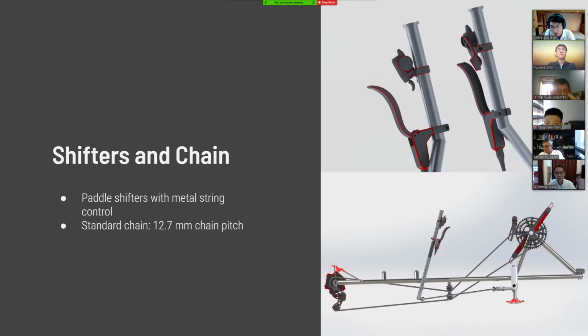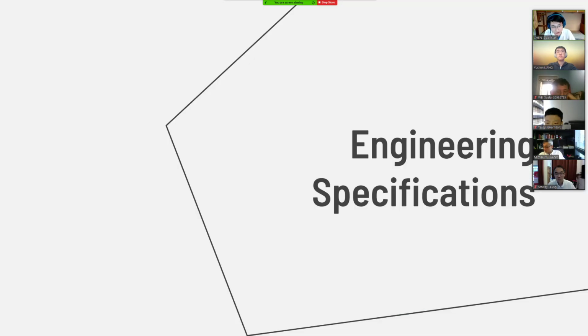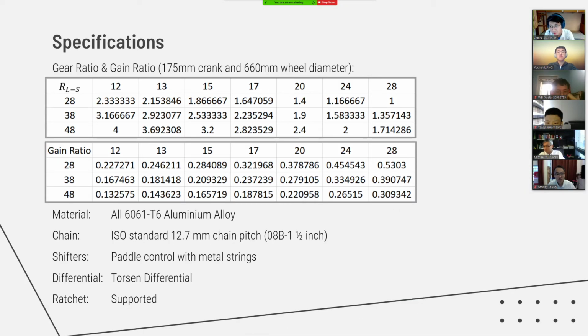The control input is the shifters with a pedal shifters design, and the chain is a standard chain with a sprocket that can guide the chain under the chassis. The engineering specifications have 2 lookup tables. The first one is the gear ratio from chain wheel to sprocket, and another one is the gain ratio at the pedals to the rear drive wheel. For the materials, they all use 6061 T6 aluminum alloy, the chain is an ISO standard 1/2 inch chain, and the shifter is pedal control with metal string.